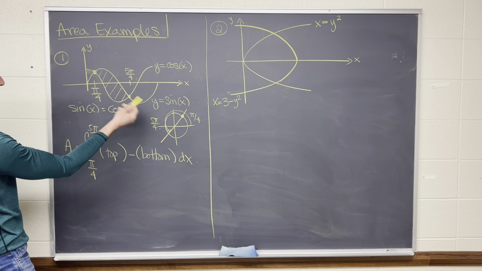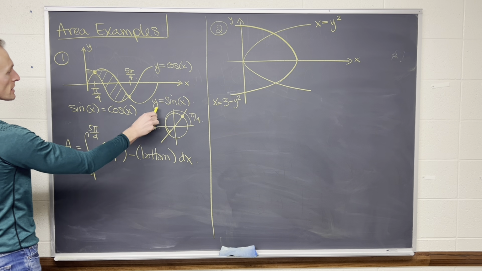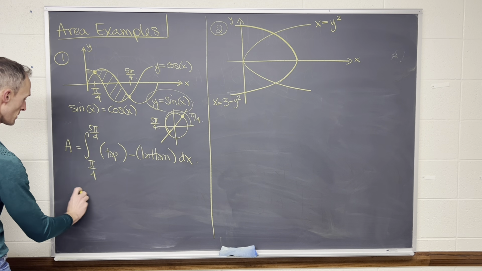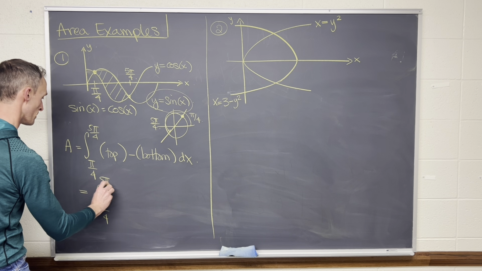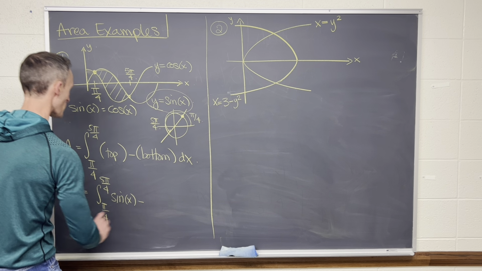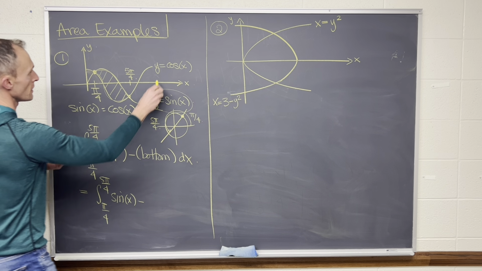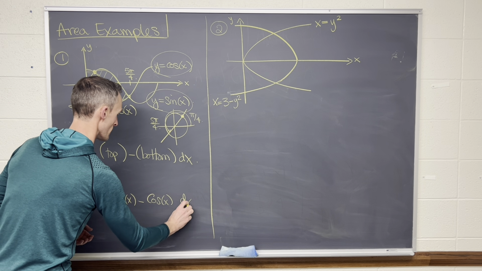So I need to say, what is the top curve versus the lower curve? Over this entire range, the top curve here is given by sine of x. So this will be the integral from pi over 4 up to 5 pi over 4 of the top curve, which is sine, and the lower curve is what? The lower curve is this guy right here, which is cosine. So that'll just be cosine of x dx.